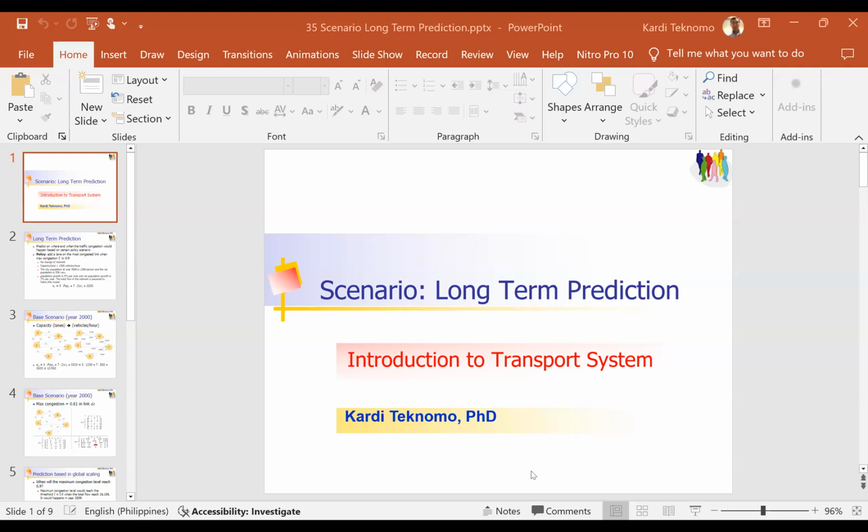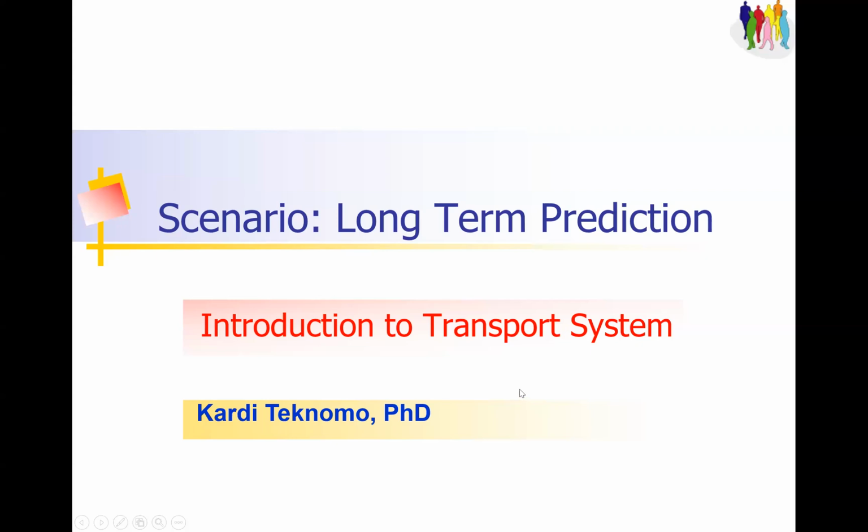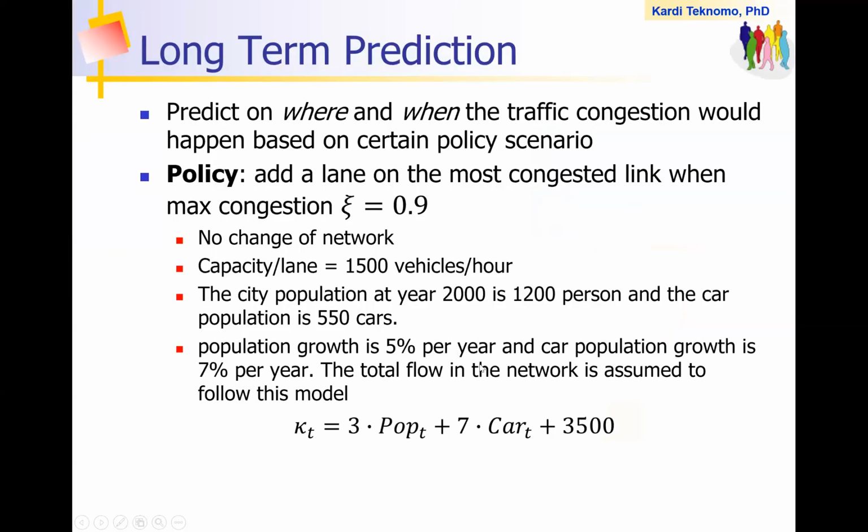Can you see my slide? Yes, sir. Okay, this is very interesting. Now you have the basic. Now we combine it with your simple regression model. We combine IFN with regression. Suppose you have this regression. Let's predict where and when, which year, which month. Imagine that using IFN, you can also predict where and when the traffic congestion will happen if you have a certain policy scenario.